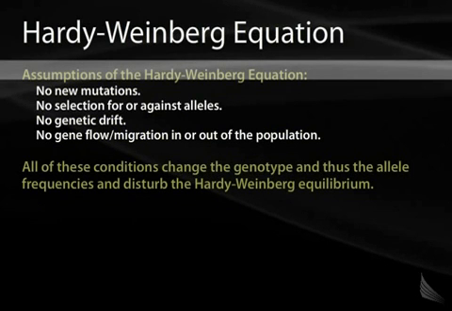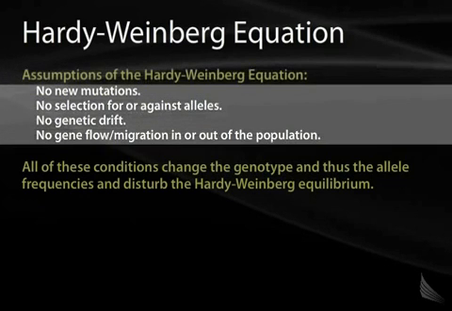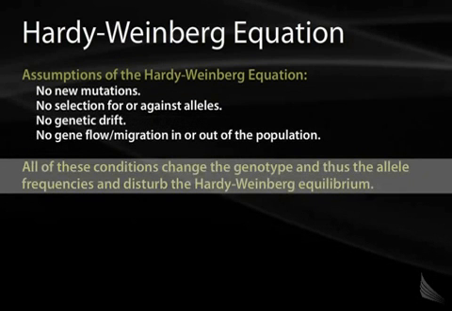So, in using the Hardy-Weinberg equation to answer these types of population genetics questions, there are certain assumptions that we have to take into account for any Hardy-Weinberg equation. No new mutations, no selection for or against alleles, no genetic drift, no gene flow or migration in or out of the population. All of these conditions change the genotype and thus the allele frequencies and disturb the Hardy-Weinberg equilibrium. And since we're talking about an equilibrium here, none of these things can happen in order to be able to make the assumptions of the frequencies that the Hardy-Weinberg equation suggests.